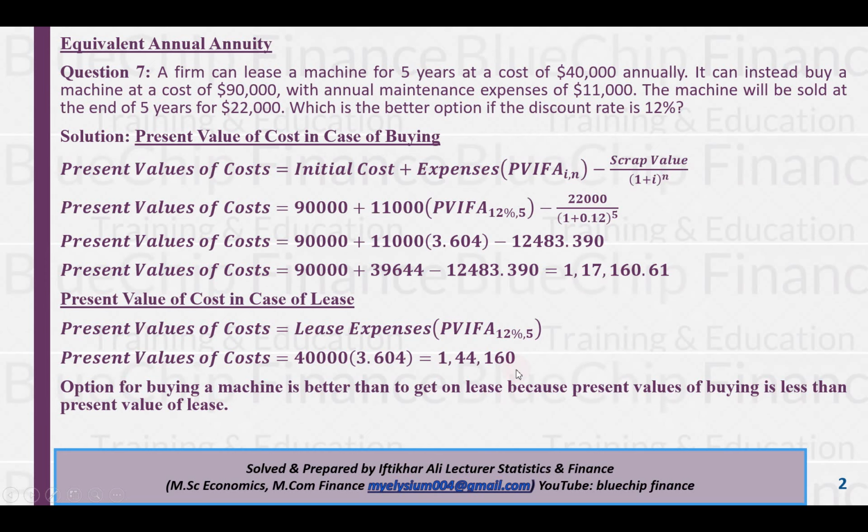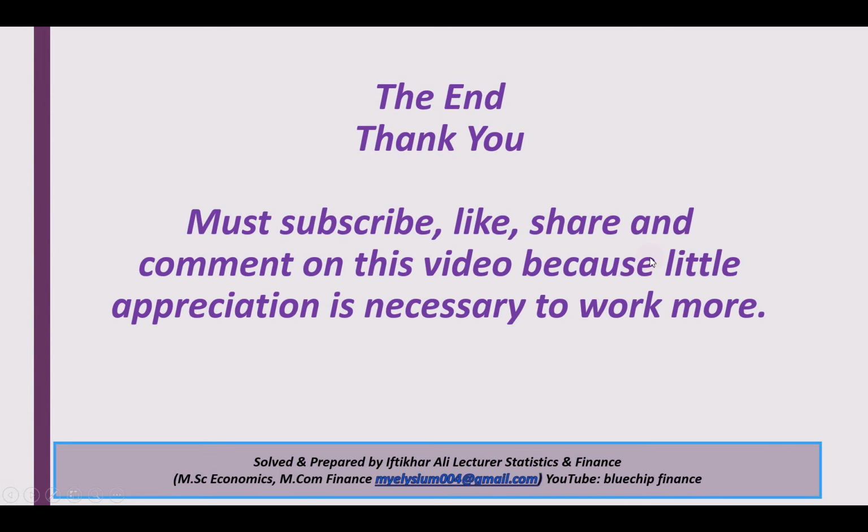So it is a very important topic in which we learn to choose the option between 2 or 3 or 4 if we have different options in front of us and we are going to choose only one option. With equivalent annual annuity, we simply calculate the present value of cost in all the cases, and the least present value of cost is the most favorable option for us. So that is the last topic of capital budgeting techniques.